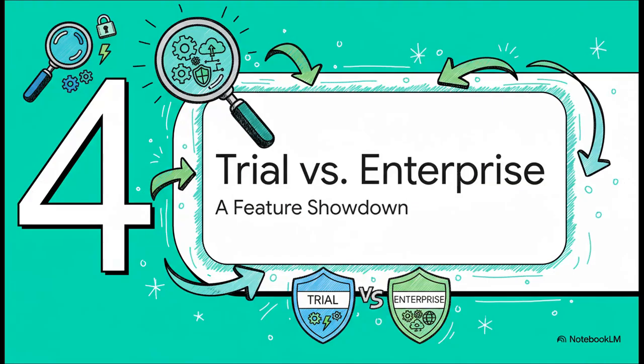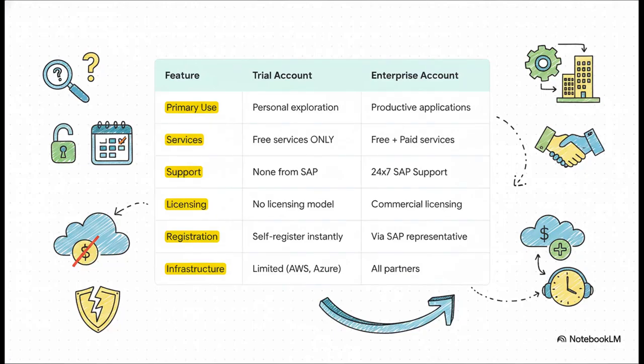All right, let's really get into it. It's time for a head-to-head showdown. Trial versus enterprise. We're going to look at the key features, feature by feature, so you can see exactly what you get and maybe more importantly, what you don't get with each option. This table really lays it all out. First, check out the primary use. Trial is for you to play around, to explore. Enterprise is for running apps that are critical to your business.